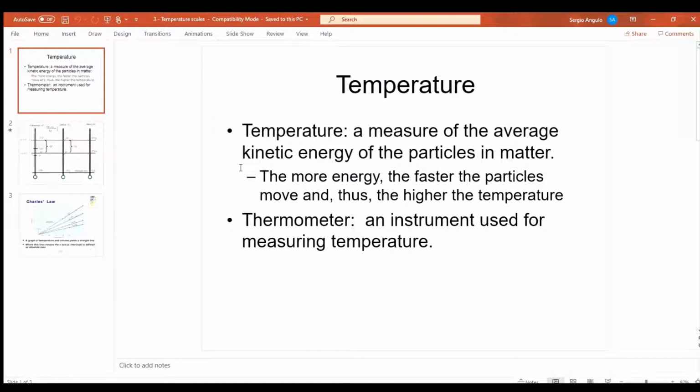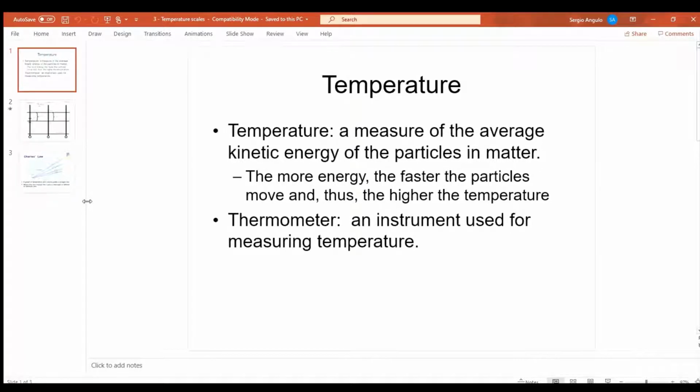So let's take a look at this first slide here. The first slide says that temperature gives us a definition. Temperature is a measure of the average kinetic energy of the particles in matter. In other words, when you're taking a temperature, you're getting a measurement of how fast the particles are moving. So the first bullet subpoint says that the more energy, the faster the particles move, and thus the higher the temperature.